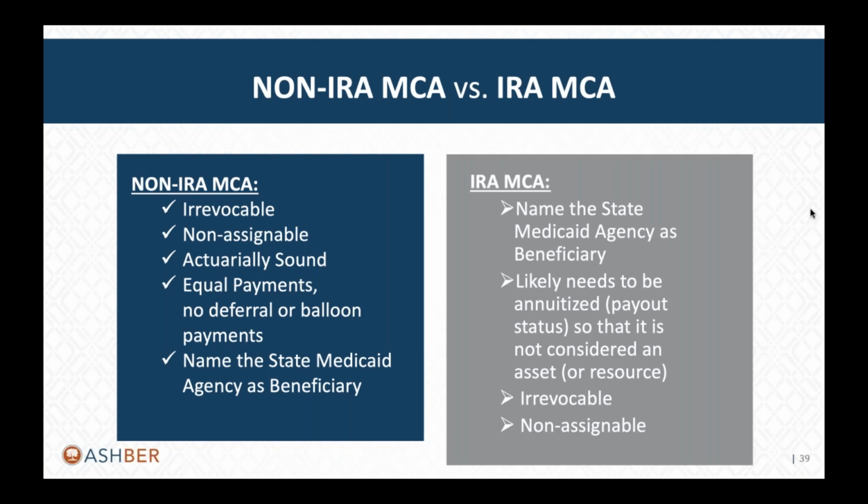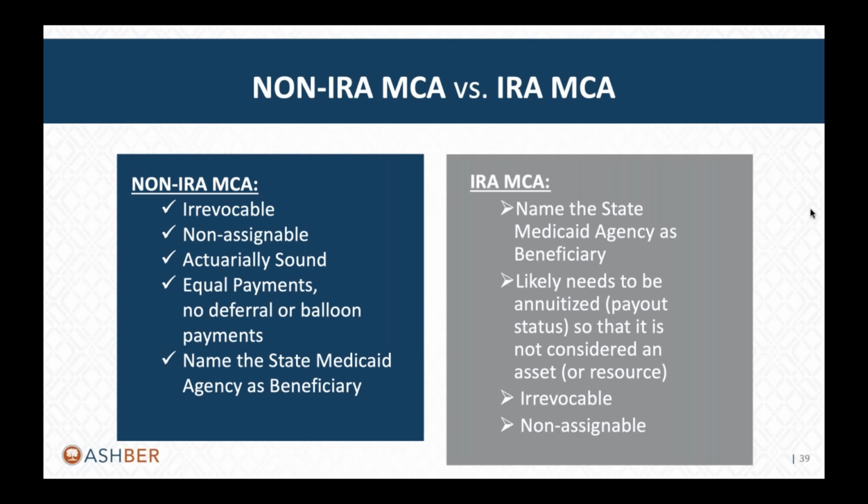Here you're seeing the requirements for a non-IRA Medicaid compliant annuity, and these are on the left-hand side, all of the requirements that we went through as far as irrevocable, non-assignable, equal payments, and actuarially sound. Whereas if we're dealing with an IRA Medicaid compliant annuity, there's the requirement to name the state as a remainder beneficiary, and it likely needs to be in payout status or annuitized so that it is considered income and it is not considered to be a resource or an asset for Medicaid qualification purposes.